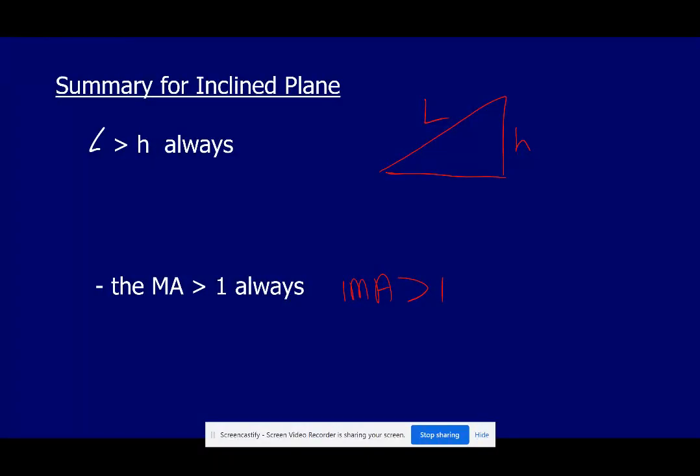So that's it for this one. Again, there'll be a couple of questions on your assessment next week on this. So go back through this and make sure you can do those calculations. All right, that's it for now.